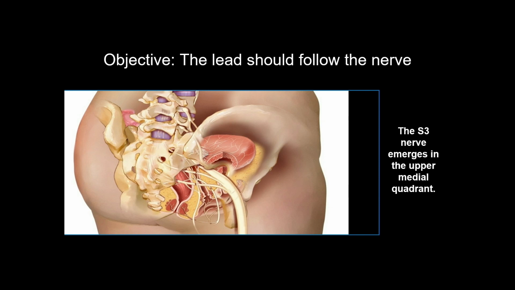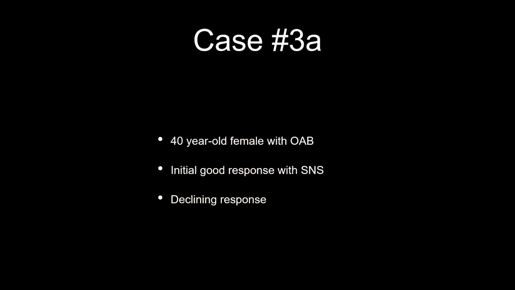That's fantastic. You know darn well that by the time they have a battery change, if something else doesn't happen to the lead in the meantime, the batteries are going to be these little dots by the time we change. So let's talk a little bit about case 3A: a 40-year-old female, initial good response with sacral neuromodulation, and somehow she comes in and says, I don't think it's working that well anymore.